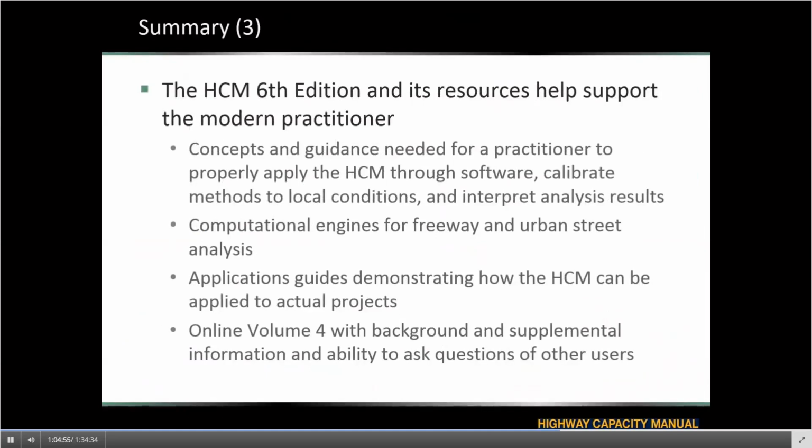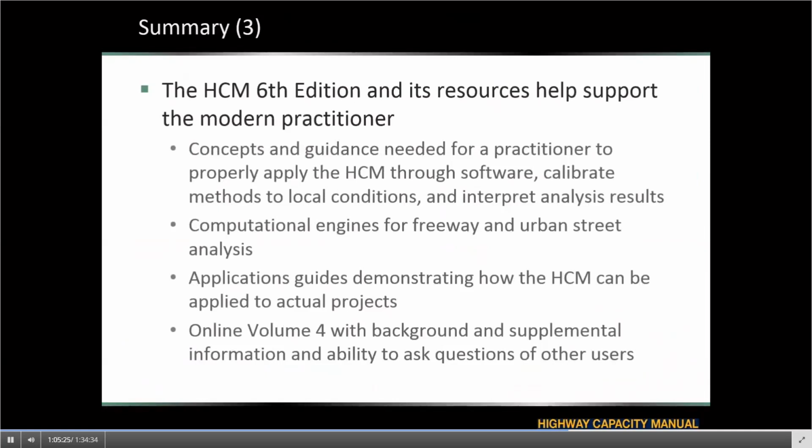So there's the concept and guidance on how to apply the software, how to calibrate, how to interpret the results. Luckily, there are many software tools available that help us as analysts apply these methods. But the HCM is the agreed upon resource that sets the standards that we can turn to for questions and interpretations. There are computational engines available for free on Volume 4 for those that don't have access to software.